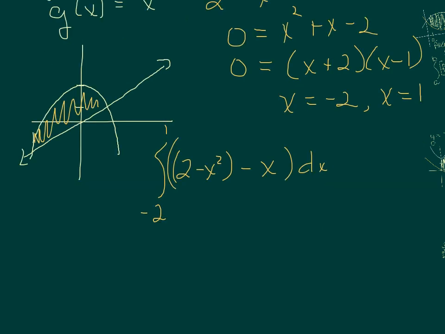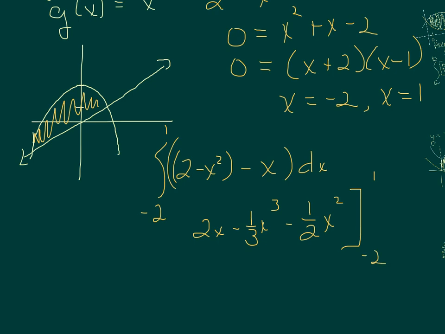We all got the right function. What did you get when you integrate? 2x minus x cubed over 3 minus x squared over 2.